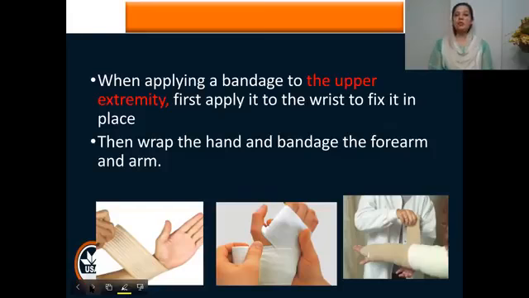And if you are going to apply over the upper extremity, you are going to fix it first, and you can fix it by applying to the wrist or to this area, the web of the thumb, like you can see in this picture. Firstly, start the fixation of the bandage, then move forward.